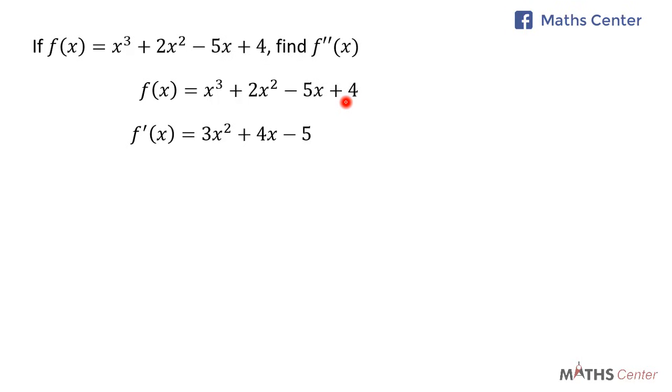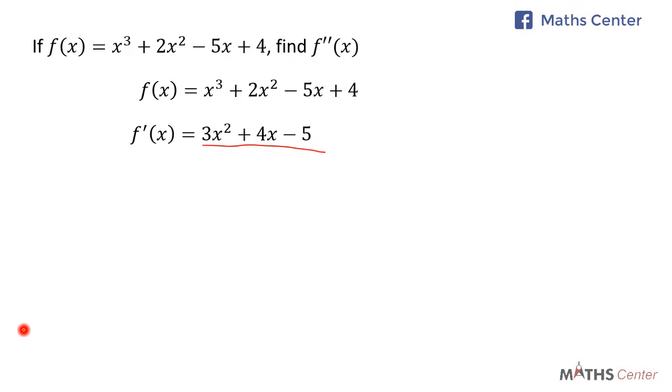You differentiate it for the first time. You differentiate x cubed, you have 3x squared. You differentiate 2x squared, you have 4x. You differentiate negative 5x, you have negative 5. You differentiate 4, you get 0. But we want f prime prime of x, which is the second derivative. So this function, we will differentiate it again.